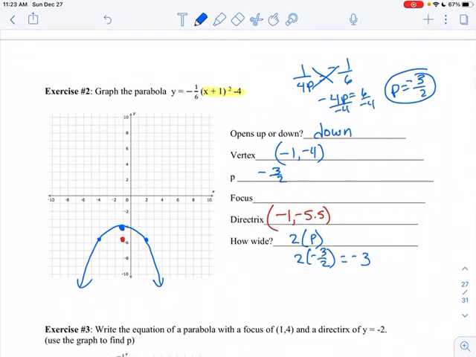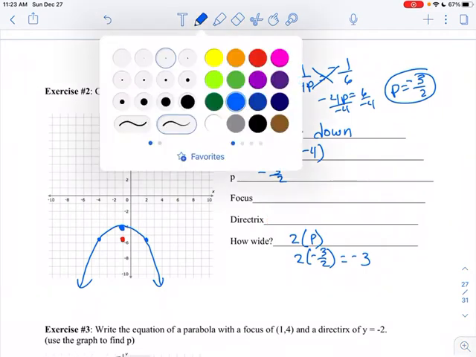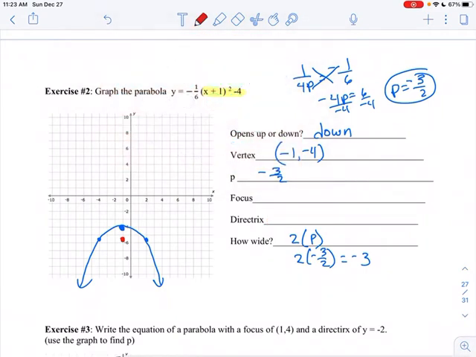And this one, oh, it did ask me for my... Oh, no, I wrote the focus in the wrong spot, didn't I? All right, sorry about that, guys. So the focus right here is negative 1, comma, negative 5.5. And then I skip directrix. The directrix is 1.5 away also, so it's going to be right here, right smack in the middle. It's going to be y equals negative 2.5.